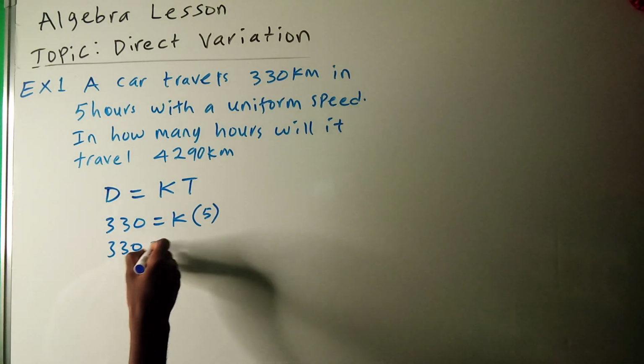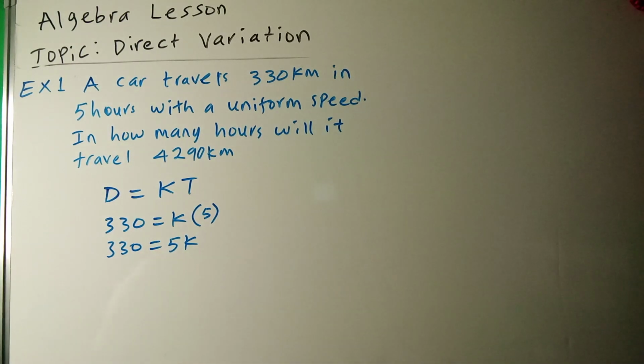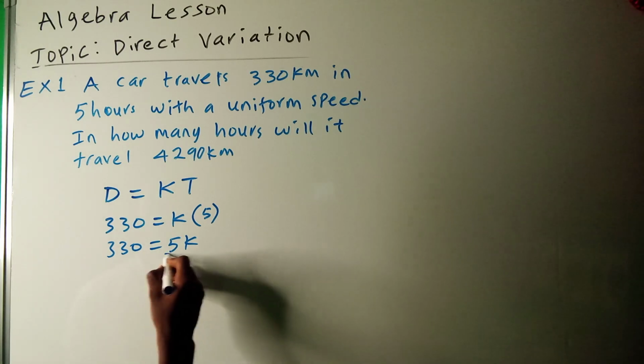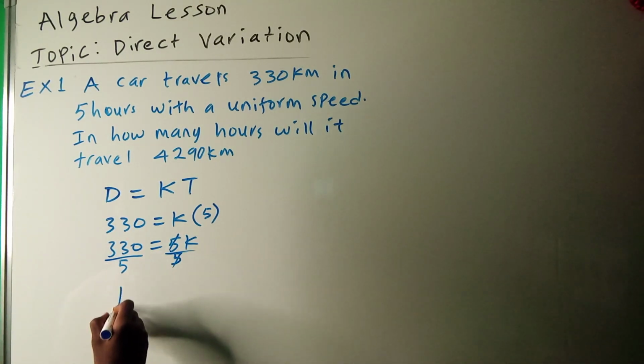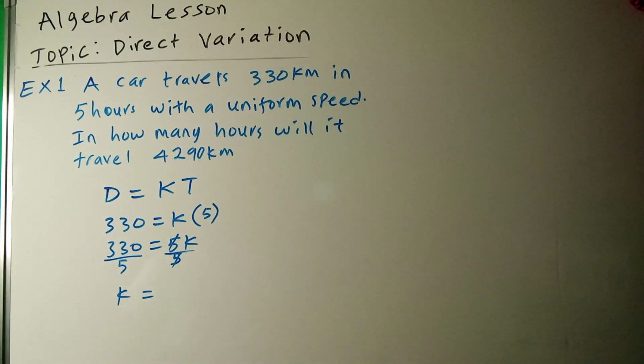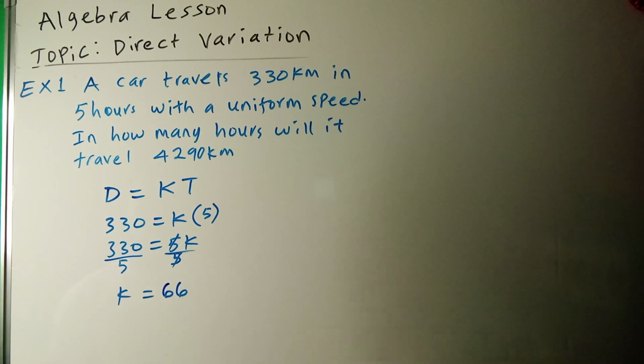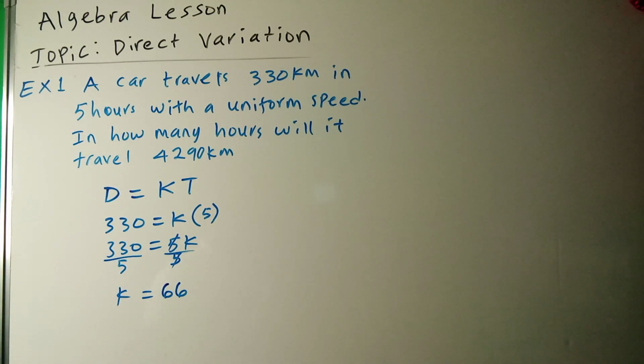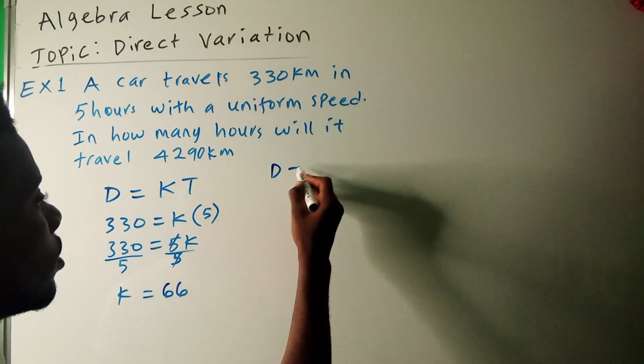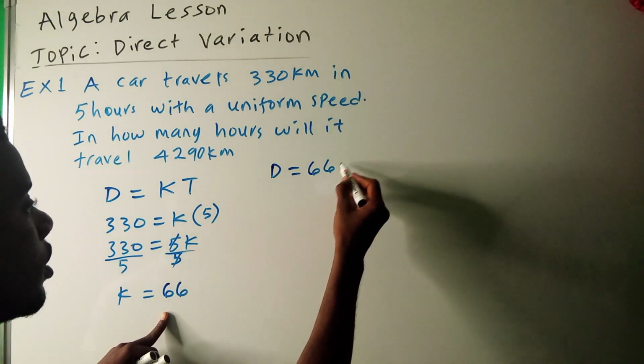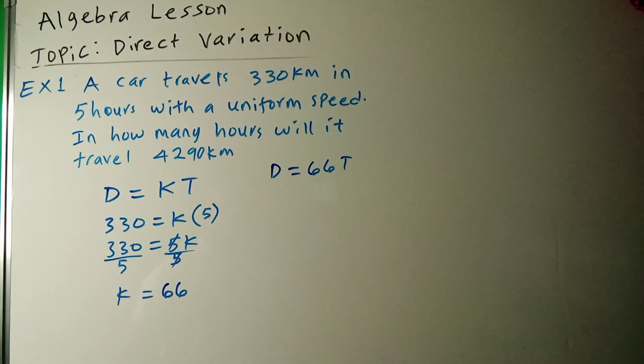So 330 is equal to 5k. To solve for k, we divide each side by 5. 5 and 5 will cancel out. So k will be equal to 330 divided by 5, which is 66. So k is equal to 66. Good. Now that is the constant that relates the distance and the time. So therefore the equation connecting distance and time will be d is equal to kt, but k is 66, so that's 66t. Great. Now using this equation under this very same condition, we can find any distance at any time.